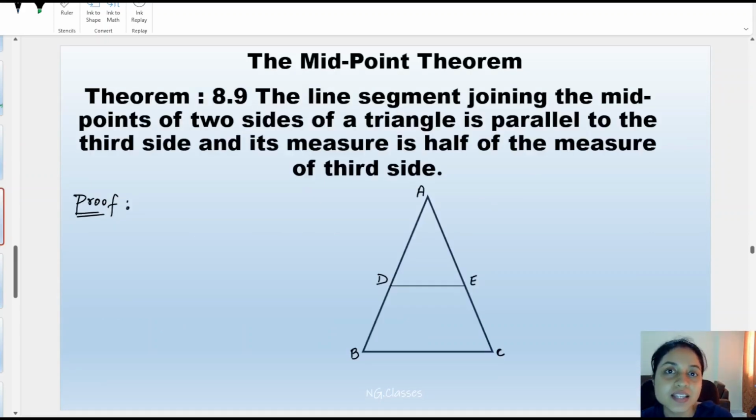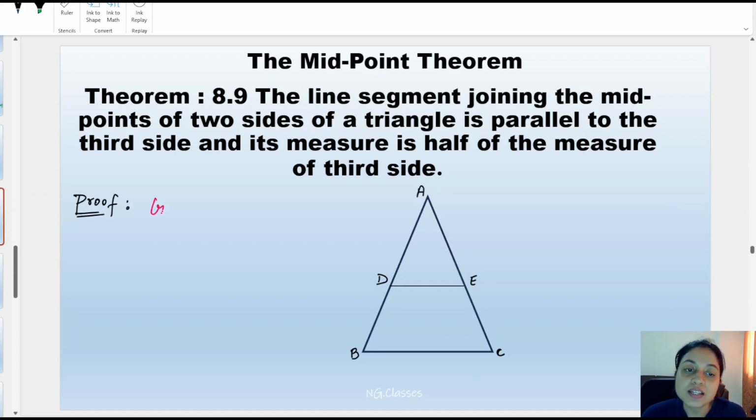Now let's see our next theorem. Our next theorem is called the midpoint theorem. The theorem says the line segment joining the midpoints of two sides of a triangle is parallel to the third side and its measure is half of the measure of the third side. Here we have a triangle ABC, and D is the midpoint of the side AB as well as E is the midpoint of the side AC.